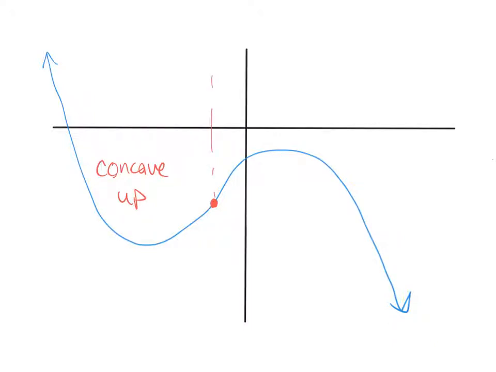And to the right of that point, it looks like this part of the graph is trying to open down, which means over here to the right of this point, this would be concave down. And where the concavity changes, this point right here, is a very special point, special enough to get its own name.